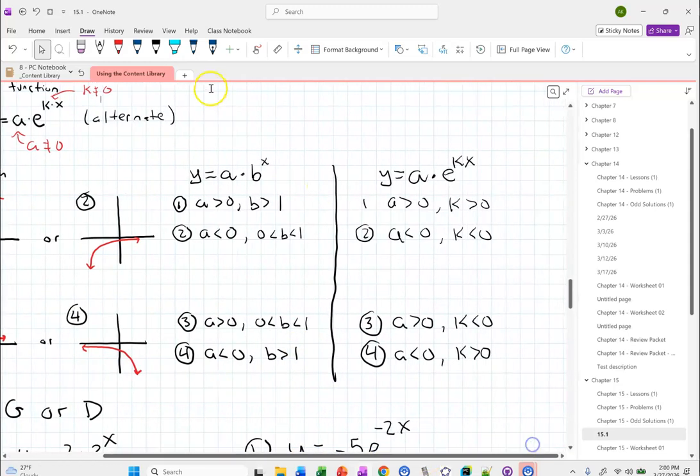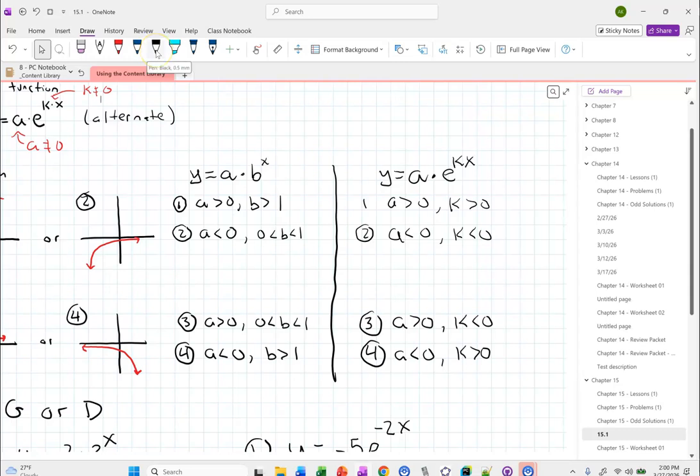And I can make a similar statement if I've written my exponential function as y equals a times k to the x. So graph 1 comes from when a is positive and k is positive. Graph 2 from when a is negative and k is negative. Graph 3 and 4 when the signs are opposite. One of them's positive, the other's negative.